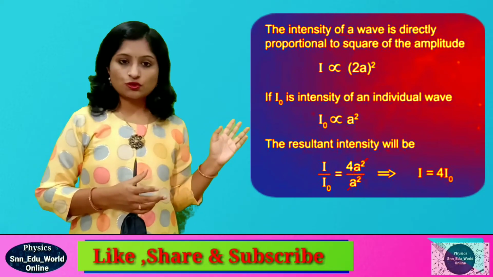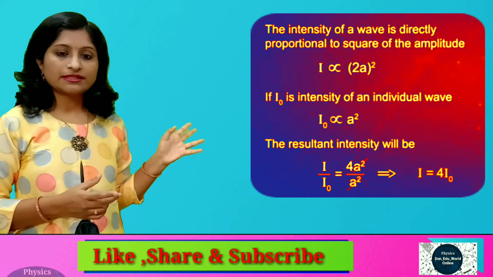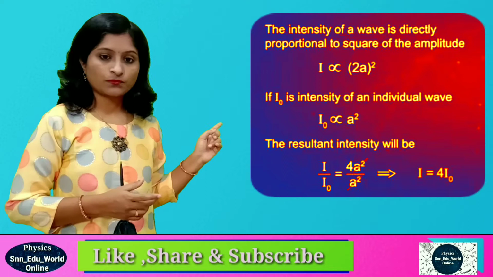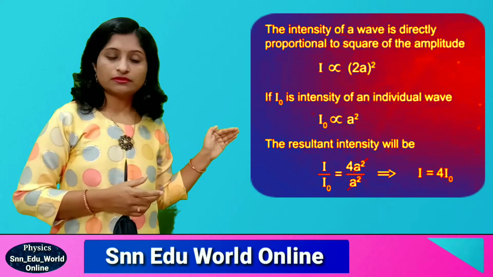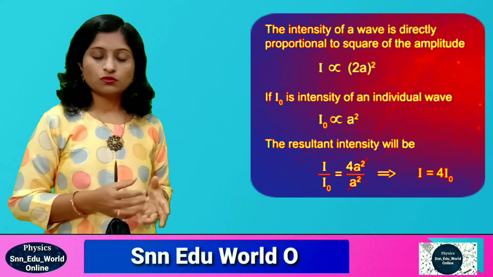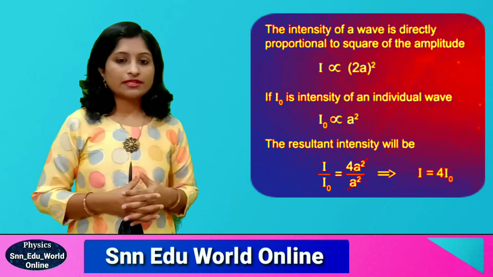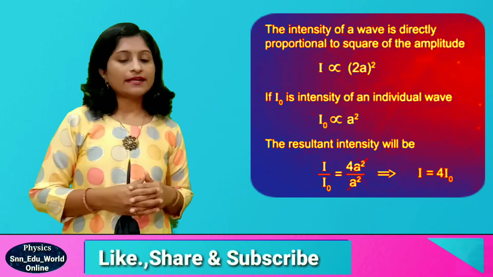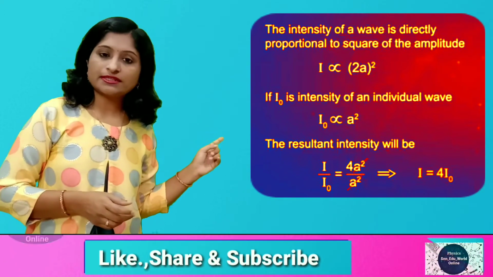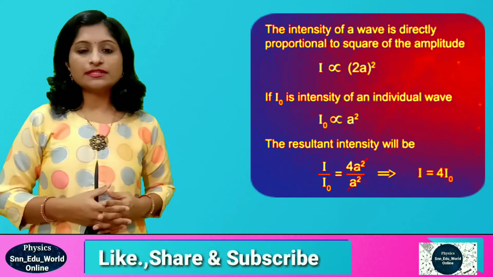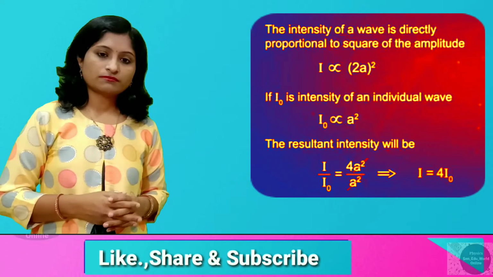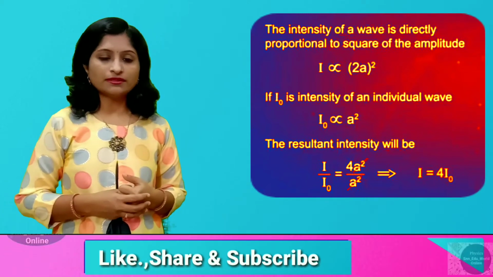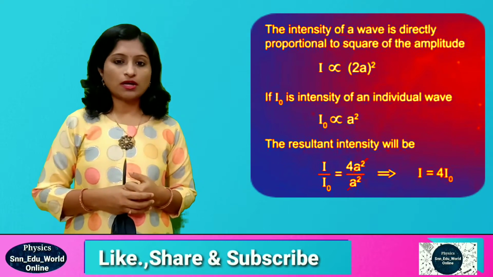Now if we take the ratio of these two, the resultant intensity and the original intensity, we get I divided by I naught equals 4a square divided by a square. So we will get I divided by I naught equals 4 divided by 1, means the ratio is 4:1, and the final resultant intensity is 4 times the previous intensity of the two sources, because two sources have the same intensity, so 4 times that of any one source we can take. Okay, so 4 into I naught.